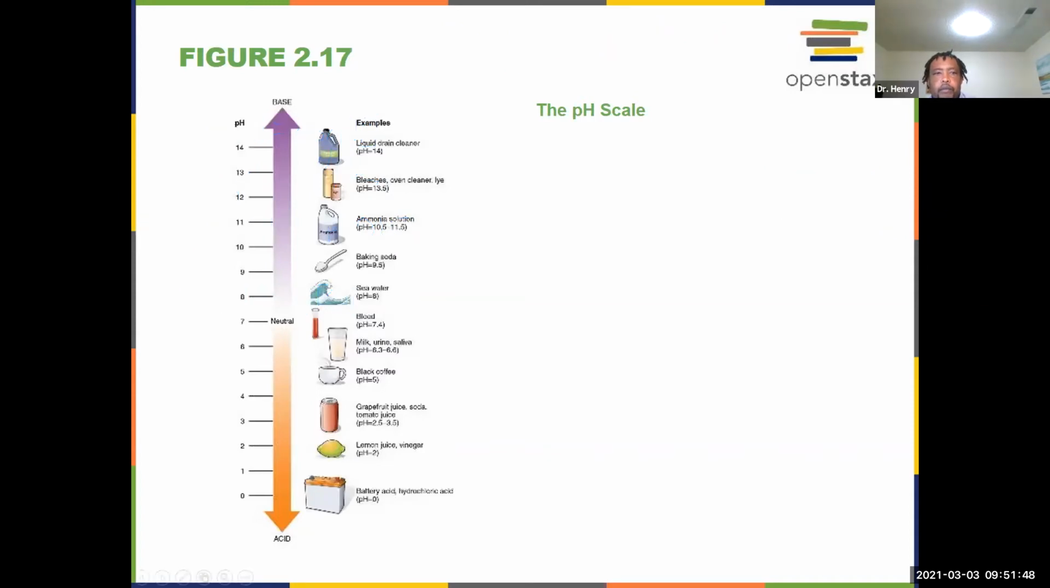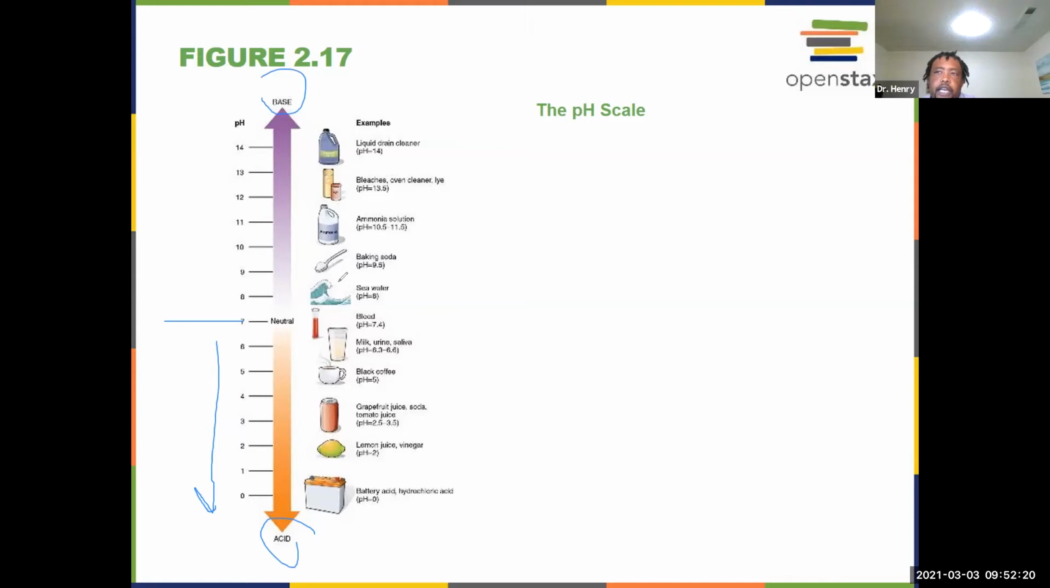So at a pH of 7, we're neutral. Blood should be just a little bit above pH 7, so our blood is a little basic. Acids are below, lower than 7, and bases are going to be higher than 7.